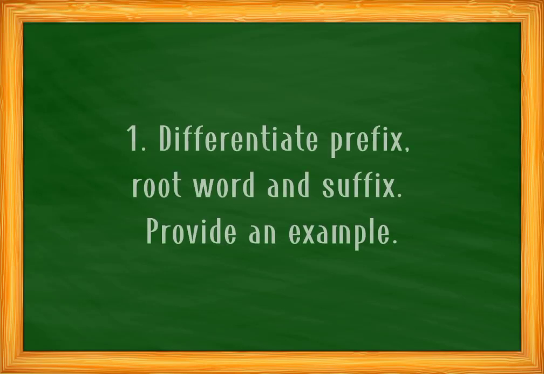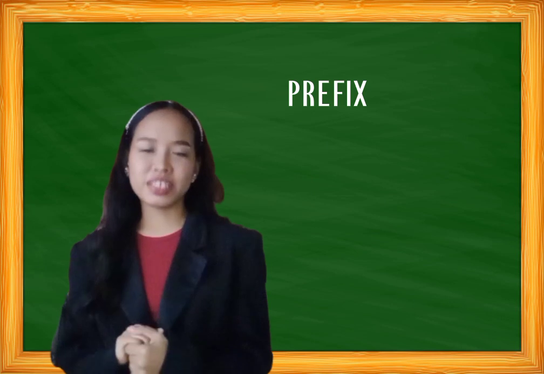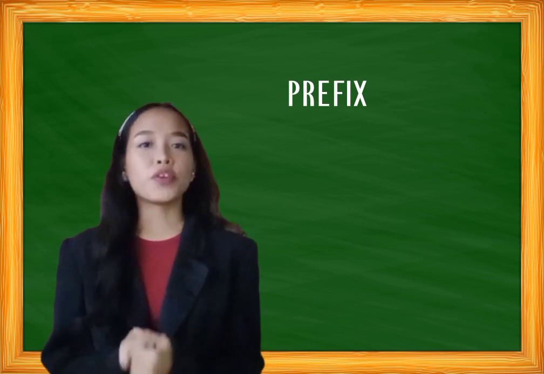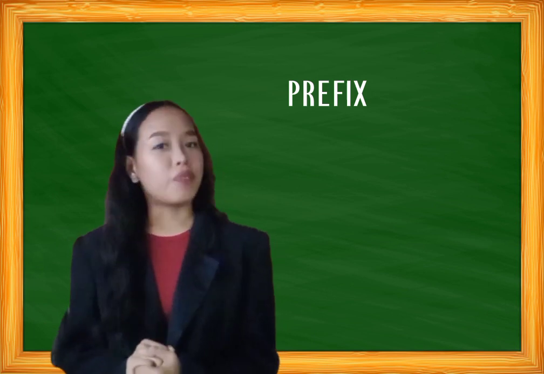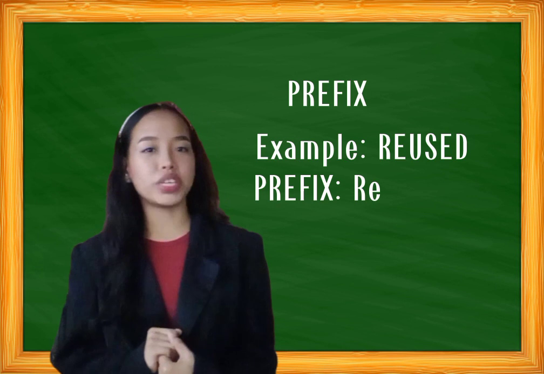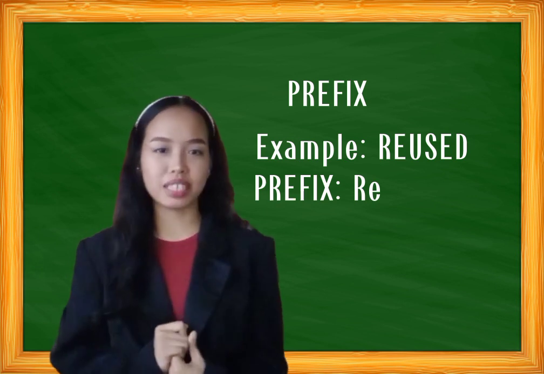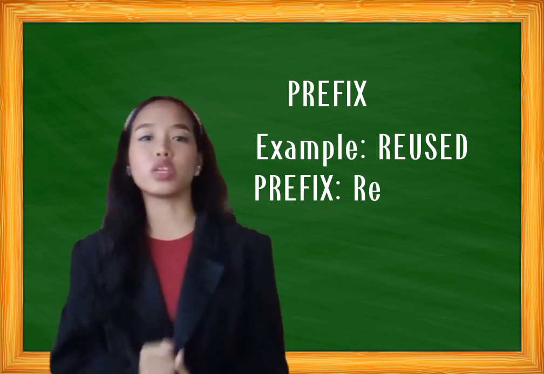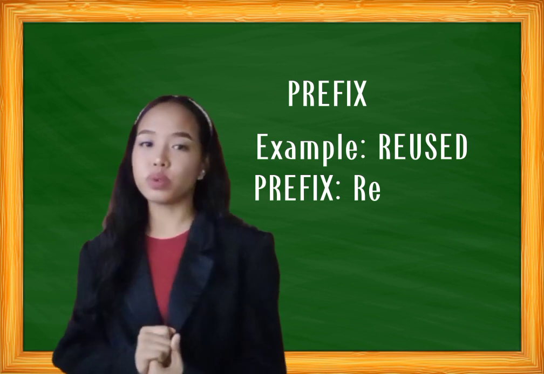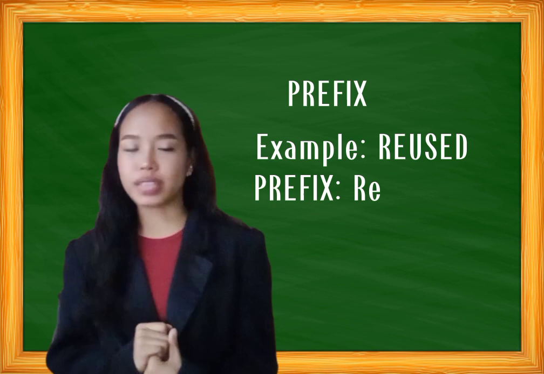1. Differentiate prefix, root word and suffix. Prefix is a group of letters that come at the beginning of a word. For example, the word reused. In this word, re is the beginning of the word and this serves as the prefix which is attached to the root word. Re means again, so when we see the word reuse, it means to use again.